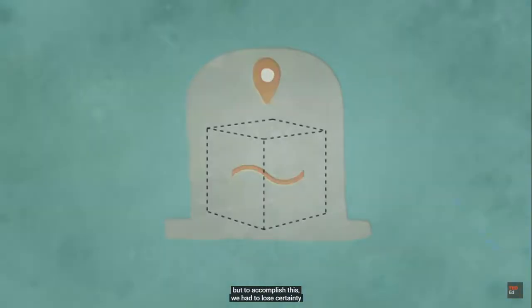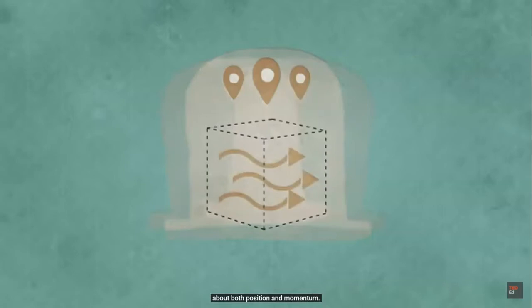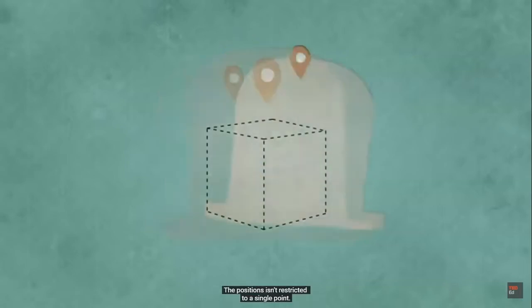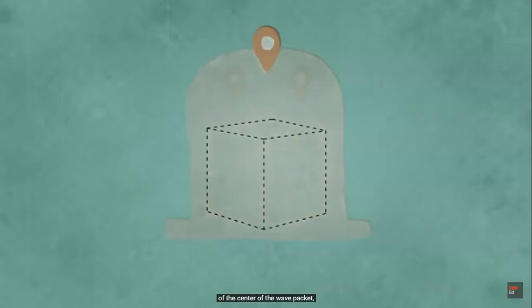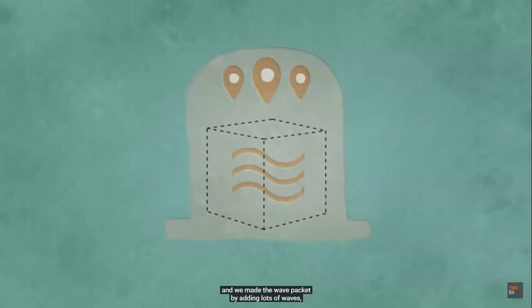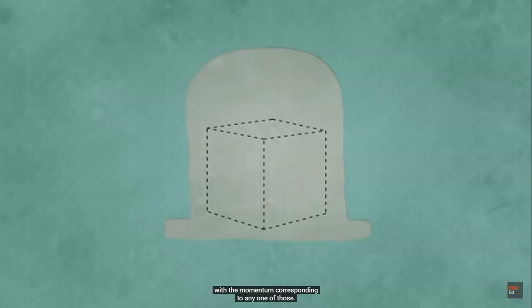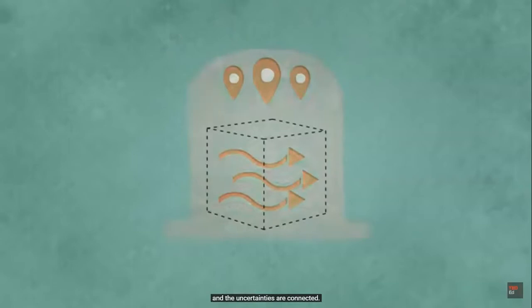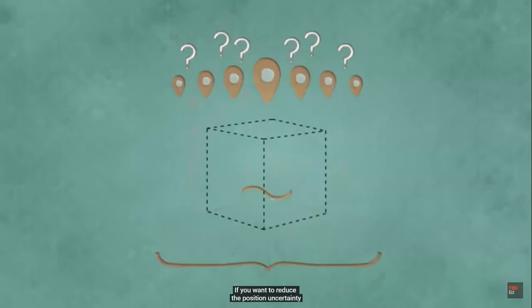But to accomplish this, we had to lose certainty about both position and momentum. The position isn't restricted to a single point. There's a good probability of finding it within some range of the center of the wave packet. And we made the wave packet by adding lots of waves, which means there's some probability of finding it with a momentum corresponding to any one of those. Both position and momentum are now uncertain, and the uncertainties are connected.